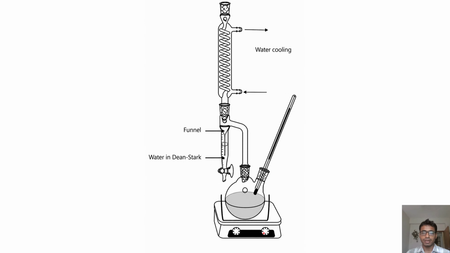So you can see here, heat is applied. There is the thermometer. You can see for example, water cooling. This is the condenser, and this is the funnel. This is the water distilled. Okay, you can see the amount of water that has been distilled here.